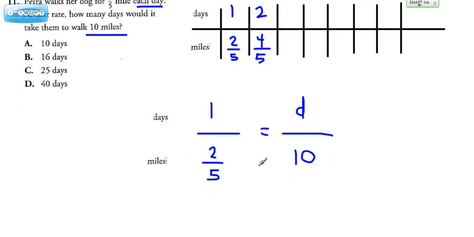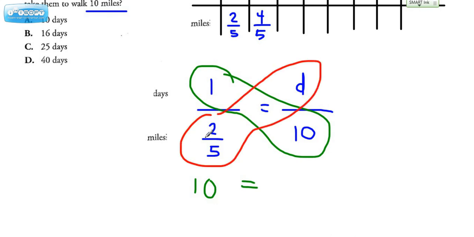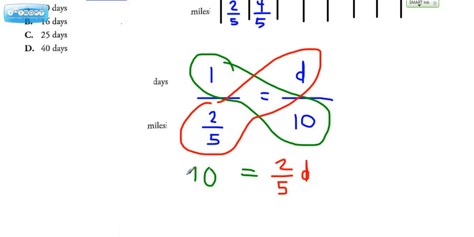Now, this one's probably best to just use cross products. This cross product right here would be 10. 1 times 10 is 10. And this cross product right here would be 2/5 times d.